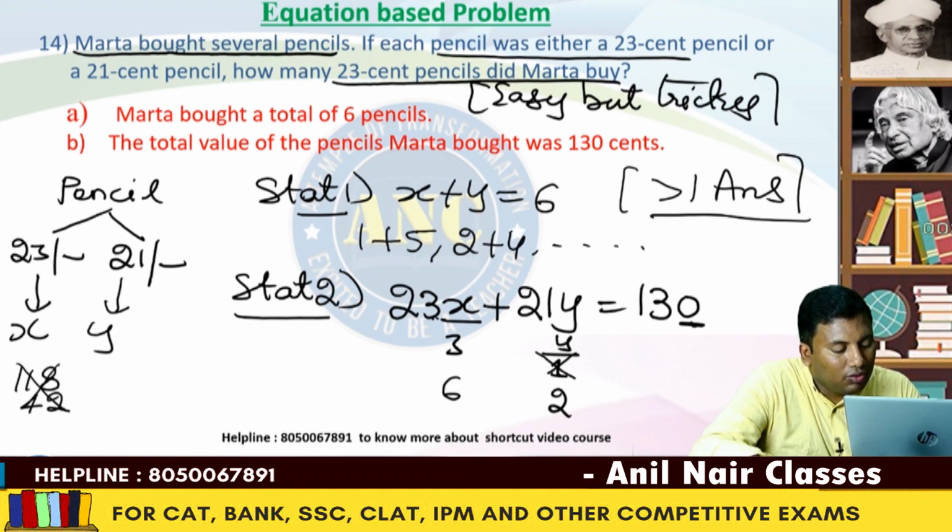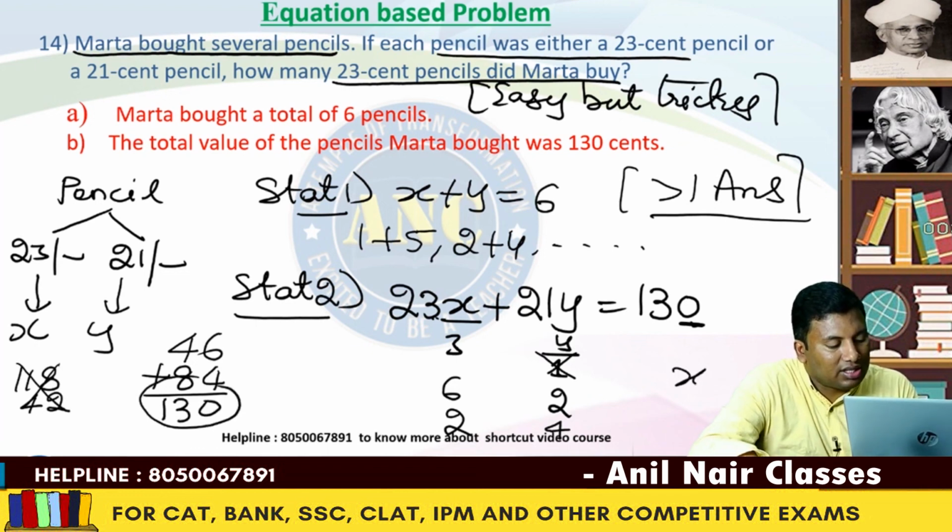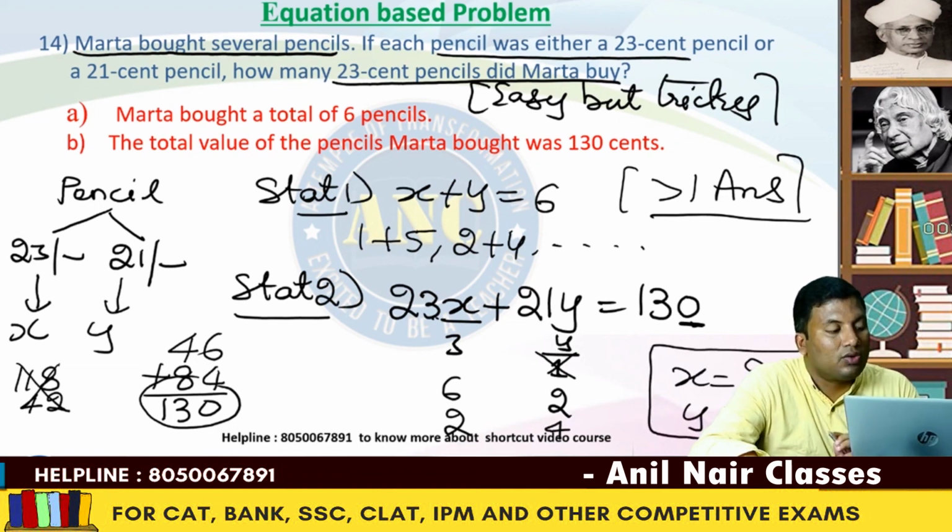If I take the y value as 4, 1 4s are 4, 4 plus 6 is 10. X value will be 2. 23 2s are 46, 21 4s are 84, which is 130. That means x value 2 and y value 4. x2, y4 is the only one satisfying.